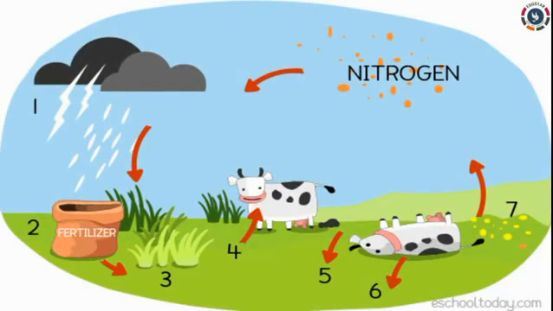Next we are going to see about nitrogen. Nitrogen is not used by living beings directly from the air. Plants get nitrogen from the soil and animals get nitrogen from plants or meat. Nitrogen present in the air is used indirectly by plants through bacteria for their growth. Chemical fertilizers added to the soil also contain nitrogen.